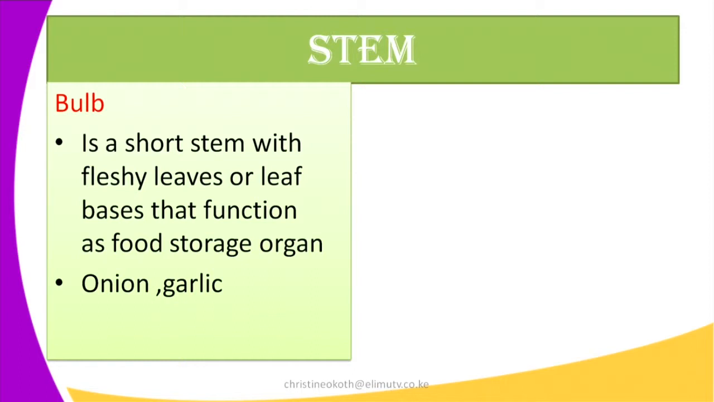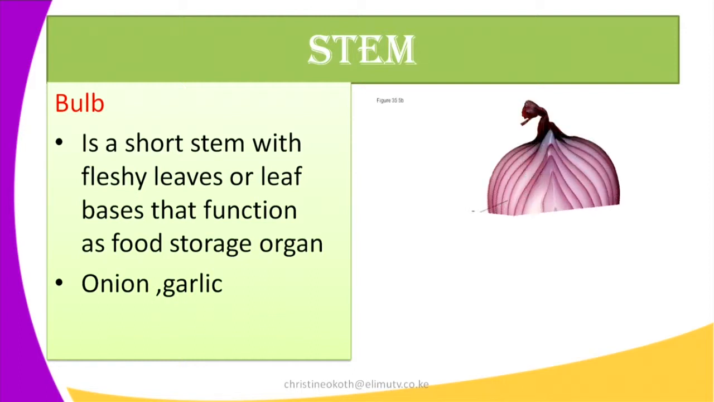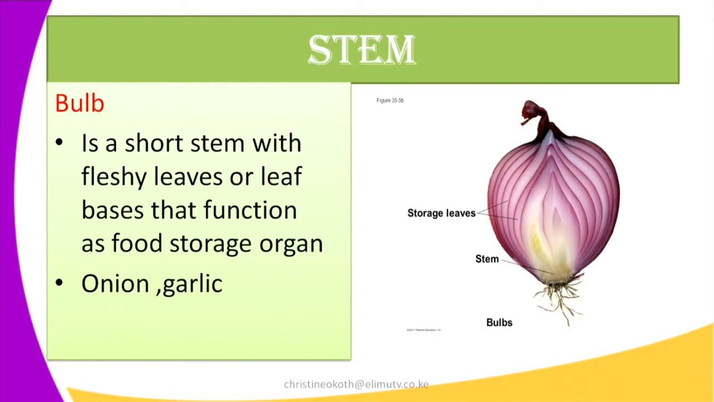So another example of a stem is a bulb. As you can see in the illustration, it's normally common in the onion and the garlic species. So this is a short stem with fleshy leaves, or leaf bases, that function as food storage organs. So you have the bulb, as you can see there. The leaves are now used as the storage organs.